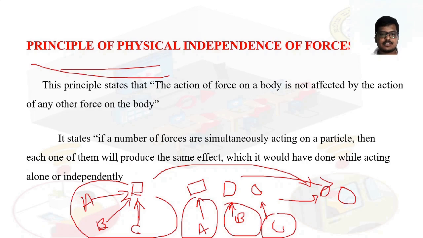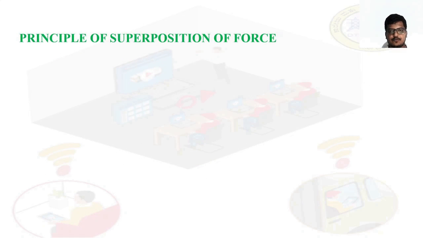Look at the statement again. It states that if a number of forces are simultaneously acting on a particle, then each one of them will produce the same effect which it would have produced while acting alone or independently. Okay, so this is the principle of physical independence of forces. Now we'll see the next topic, the principle of superposition of forces.